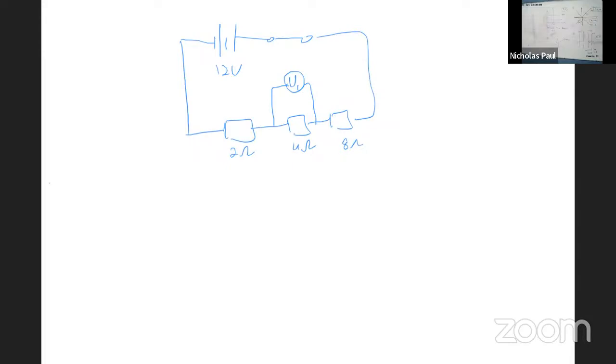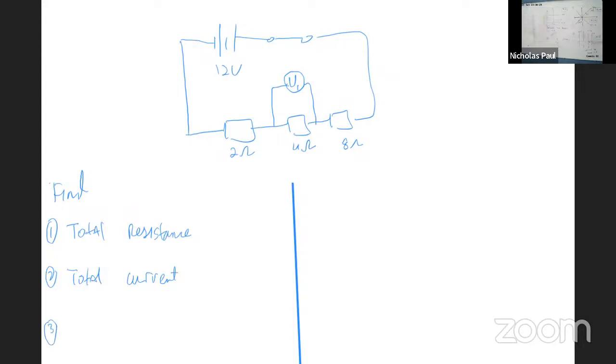So we have a few things to find here. I would like you to find number 1, total resistance. Number 2, total current. Number 3, find the voltage in V1. Hurry up. I won't take long.